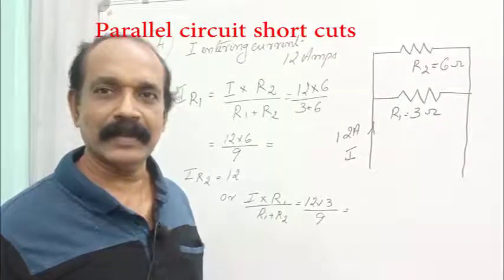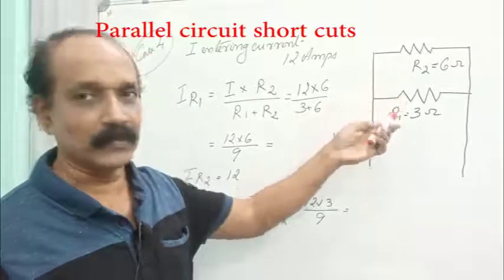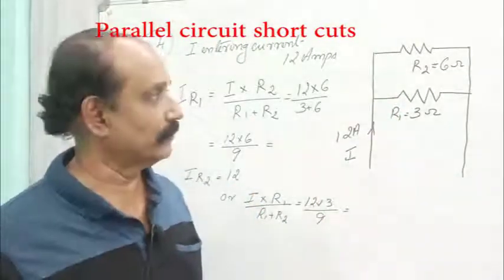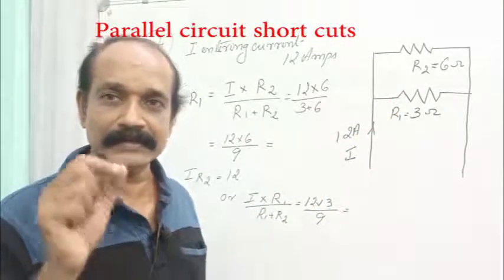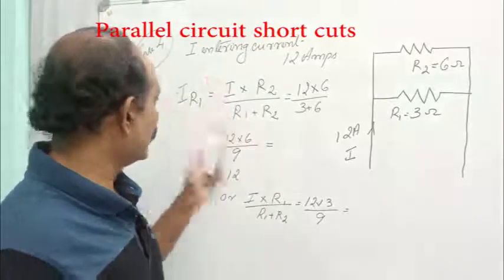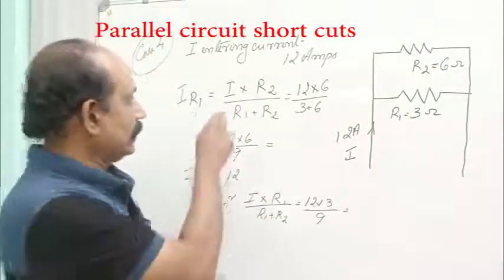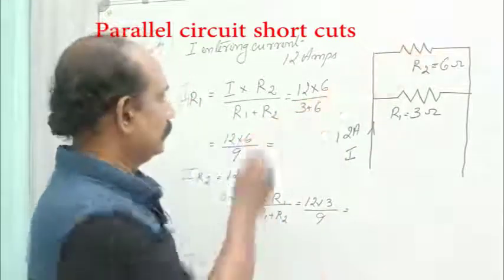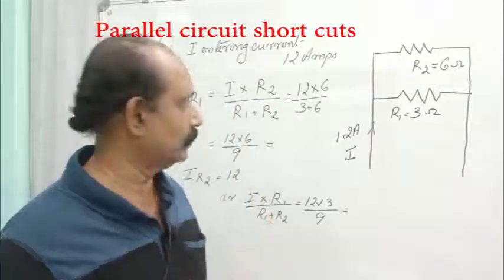Case 4. A parallel circuit consisting of 2 resistors, R1 and R2. And we know the entering current. Also we know the values of R1 and R2. Then we can find the branch current very easily. Branch current IR1, that is current flowing through R1, equal to entering current I into opposite branch resistor. Opposite branch is here R2, into R2 divided by sum of the resistors R1 plus R2.